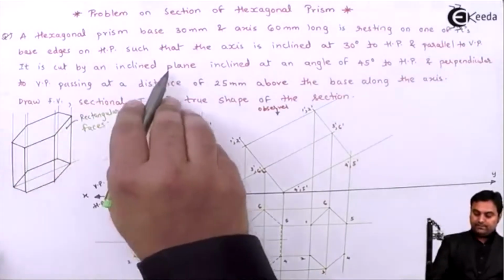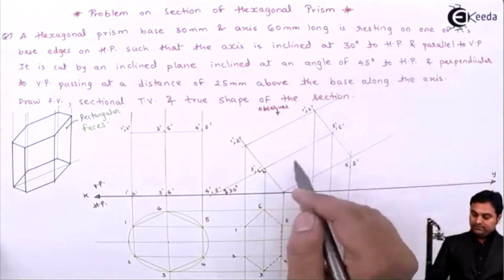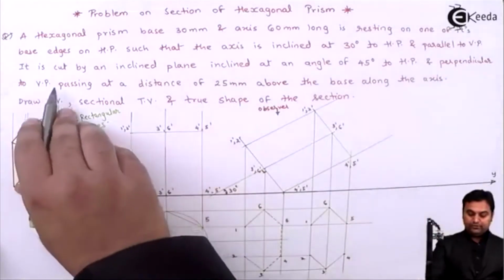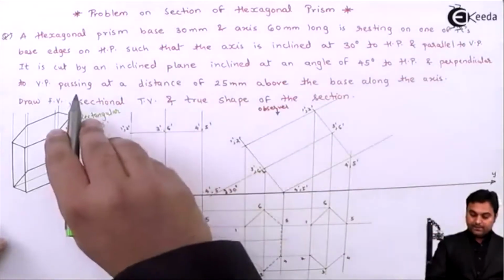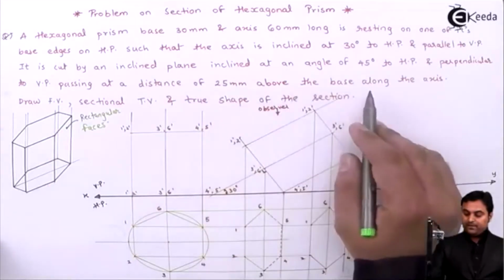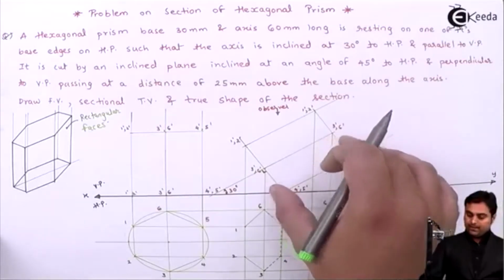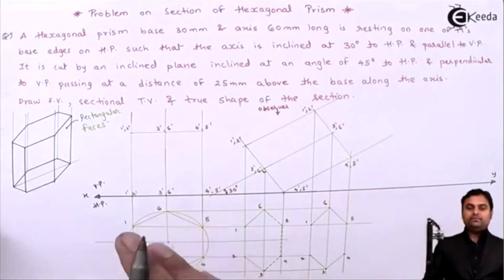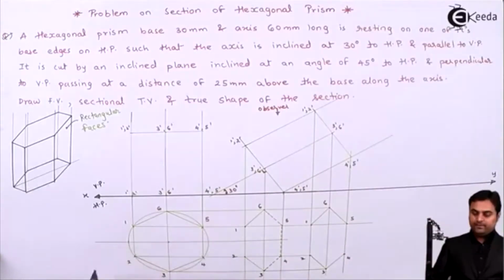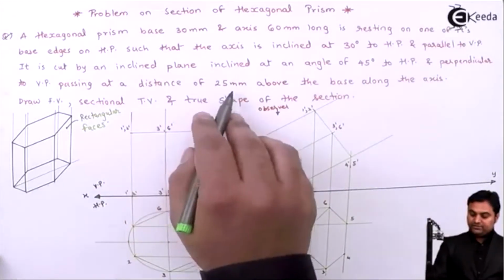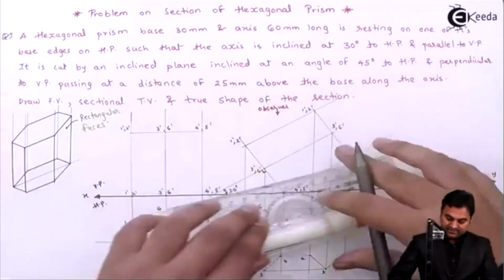Now, it is cut by an inclined plane, inclined at an angle of 45 degrees to HP. This angle will be seen in VP and perpendicular to VP. If it is inclined to one plane, it means it is perpendicular to the other plane, passing at a distance of 25 mm above the base along the axis. So here in the second condition, we have to take the cutting plane, which will appear as a line in the front view because inclined to HP will be seen in VP, and it is located at a distance of 25 mm above. So this is the axis, that is above the axis.